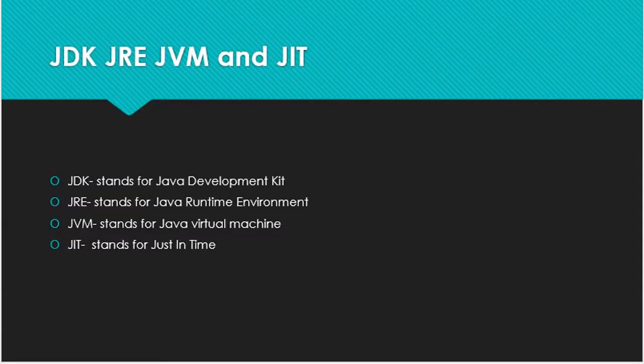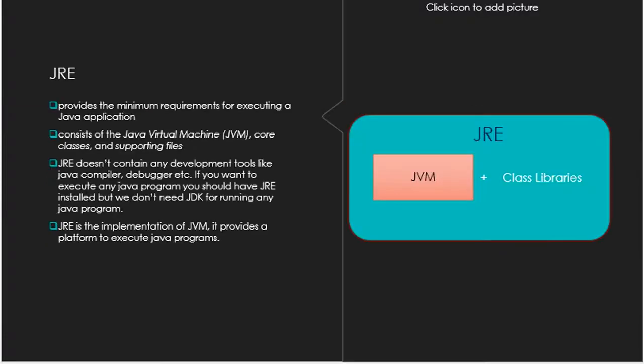So JDK stands for Java Development Kit. JRE stands for Java Runtime Environment, JVM stands for Java Virtual Machine, and JIT stands for Just in Time. What are they? We will discuss one by one. So first one is Java Runtime Environment.